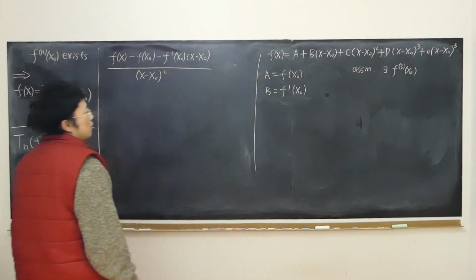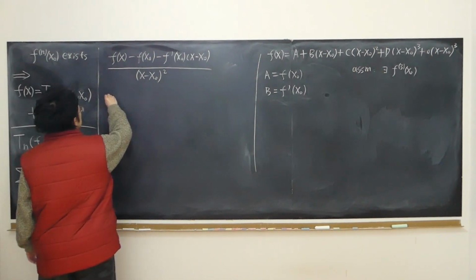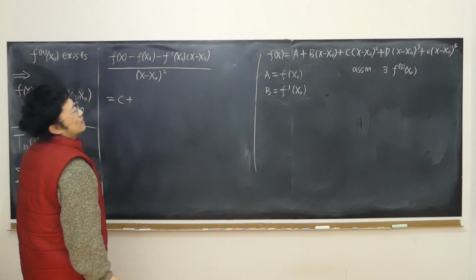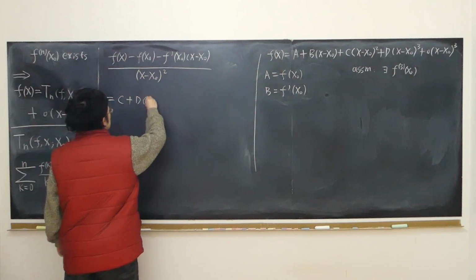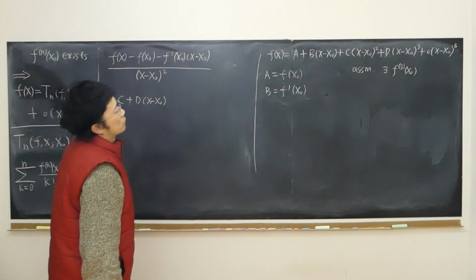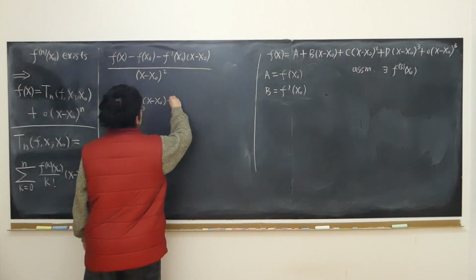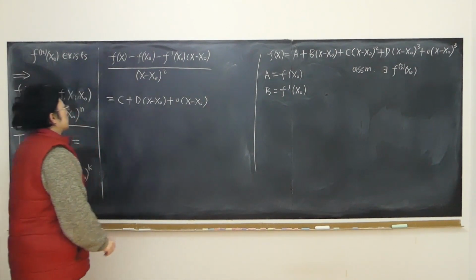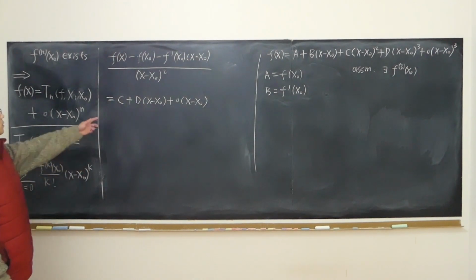And what do we have on the right-hand side? We have c, which is isolated, plus d times x minus x naught, after dividing by this term, plus little omicron of x minus x naught. Like I said, we can do normal division, just like normal algebra. Now we can let x approach x naught, because c still remains.